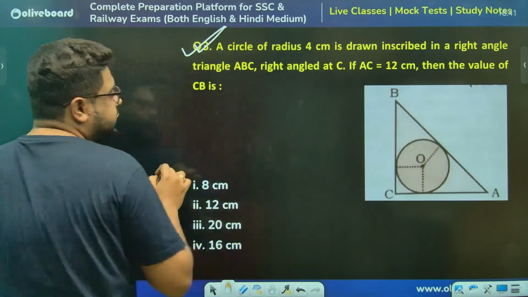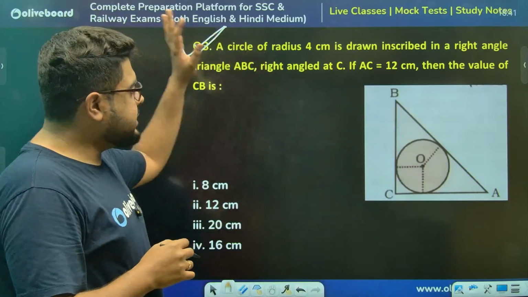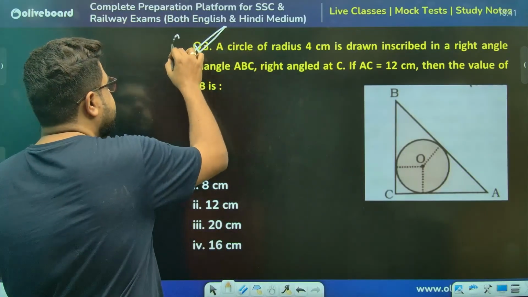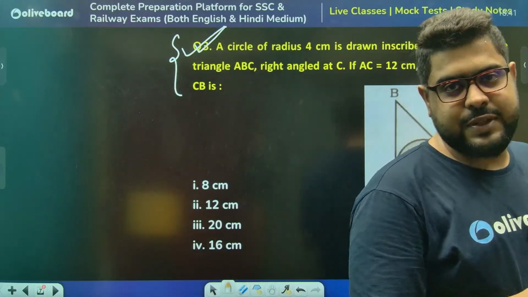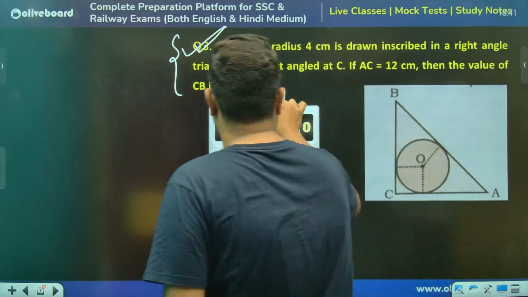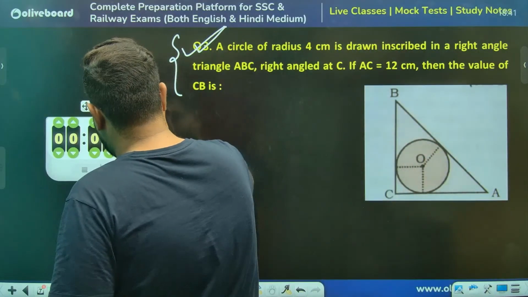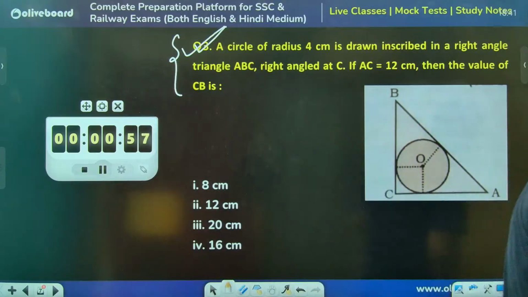Again, a beautiful question. This is a screenshot from a book, and it is actually a PYQ. I'm giving you a few seconds to solve, a minute. It will take a little bit of time. Everyone, please solve. Beautiful question.